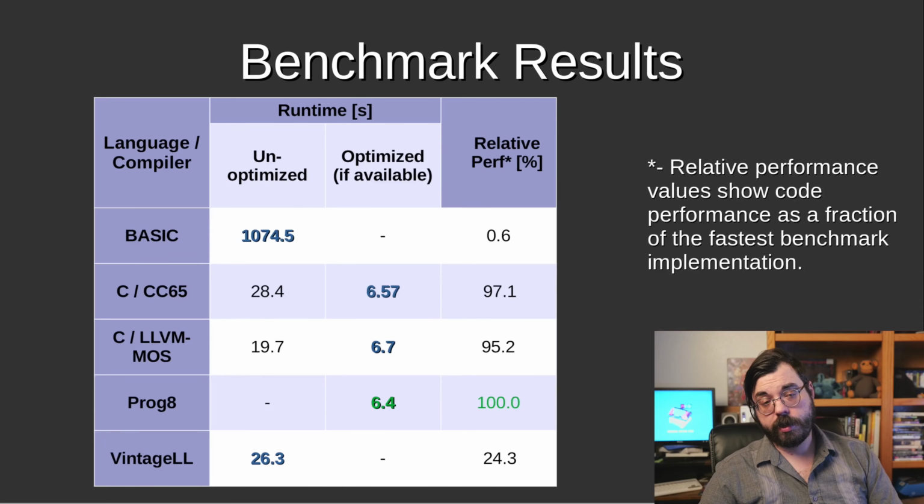It was able to do this entire calculation in 6.4 seconds, and just behind that you have the two C implementations. CC65 was ever so slightly faster than the LLVM MOS implementation, as far as I'm concerned, if you're compiling them with optimizations. And if you're not compiling them with optimizations, then they're appreciably slower.